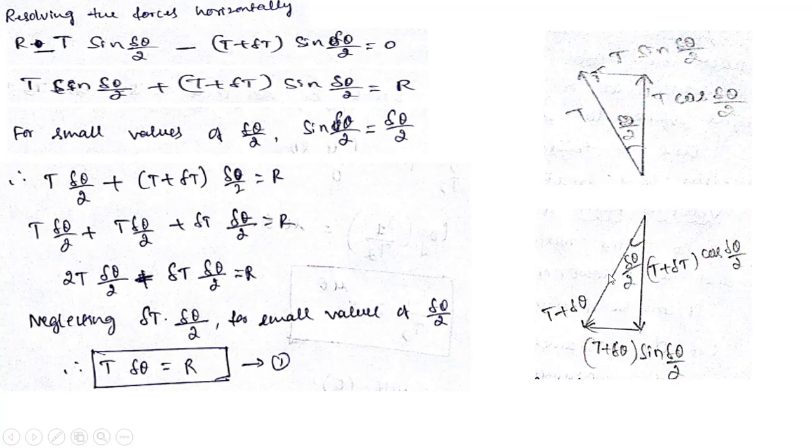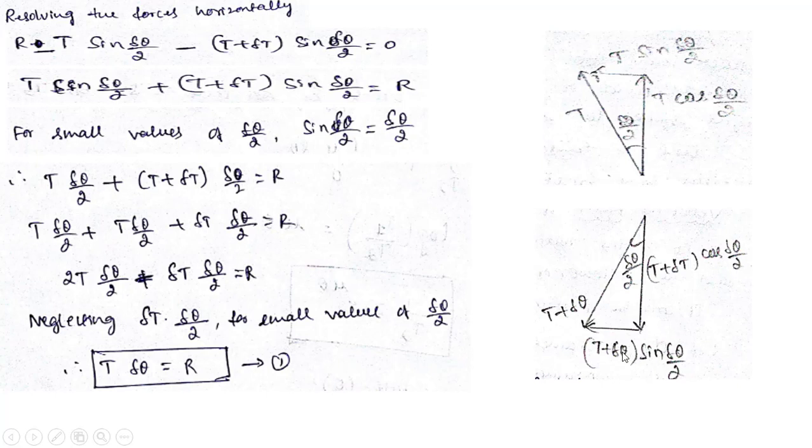Similarly, here it is T plus delta T. Sorry, by mistake I have written it as delta theta. It should be T. Please make a note of change here. This is T plus delta T here. And here again this will be angle delta theta by 2. So this will be T plus delta T cos delta theta by 2.